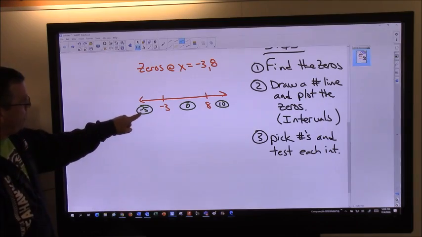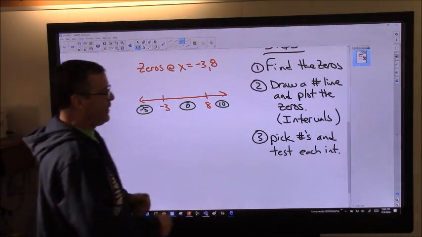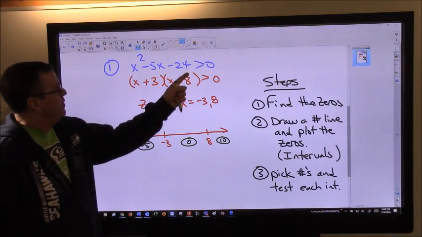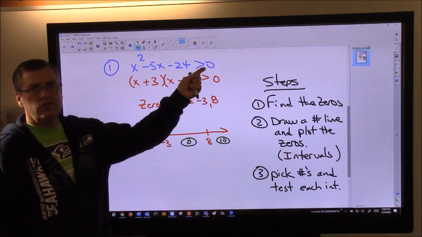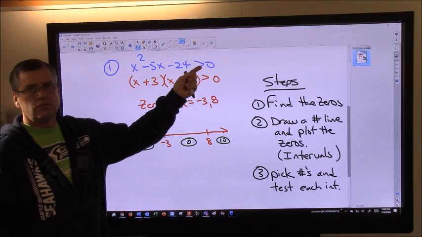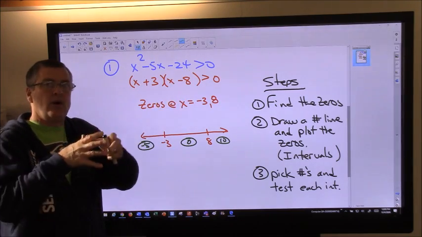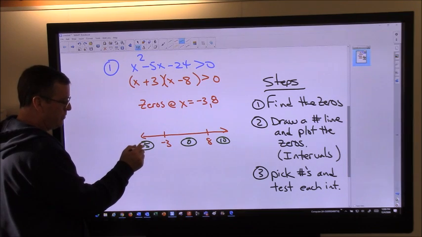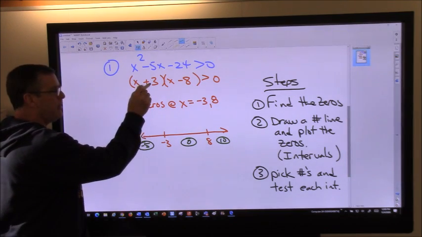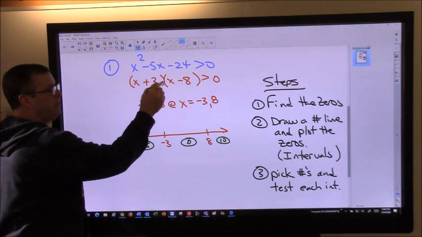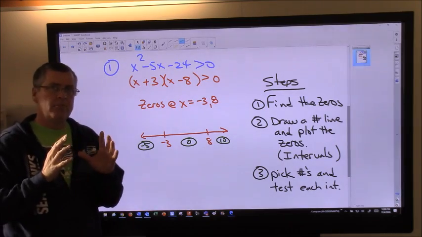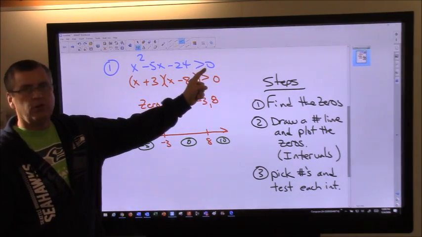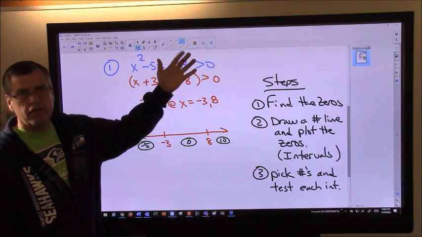And I'm going to test each of these numbers. When I say test, what I'm doing is I'm trying to decide, do I get an answer that's greater than 0 or less than 0? And in the end, I want the ones where we're greater than 0. So I'm going to take this test number and plug it back into the factored form of this equation. Now, one thing I didn't mention, but we've kind of said it before in class, it's really, really important to make this equal to 0, or greater than or less than 0.